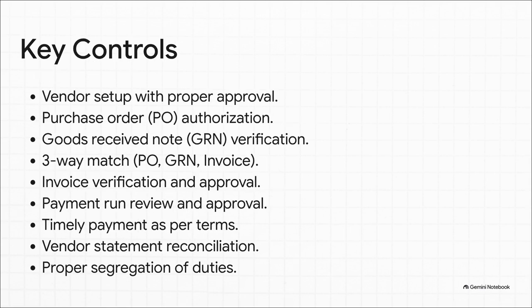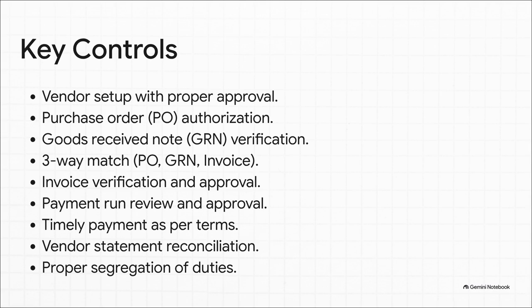So how do we fight back? 3. Key controls. We rely on vendor setup with proper approval. Purchase order, or PO, authorization. Goods received note, or GRN, verification. The three-way match, which is PO, GRN, and invoice. Invoice verification and approval. Payment run review and approval. Timely payment as per terms. Vendor statement reconciliation, and proper segregation of duties.